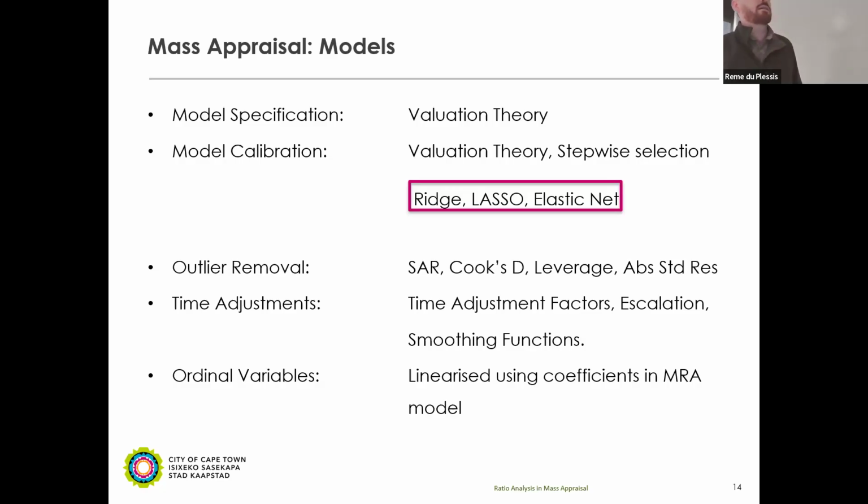And then finally, any ordinal variables that we put in usually go into the initial model as dummy variables, then get linearized based off of the coefficients that went into the model to ensure, once again, that if the relationship is significant, it holds the order, which it should.